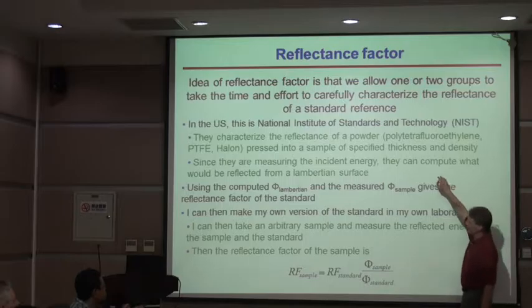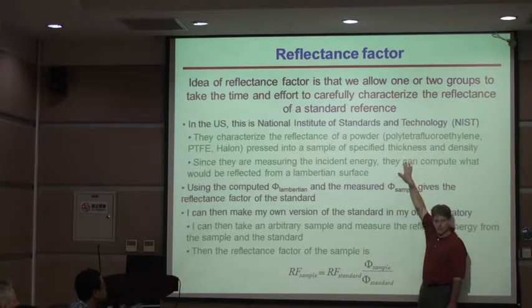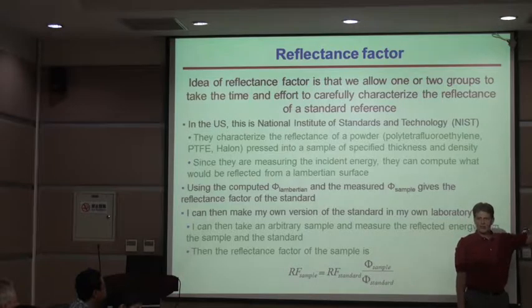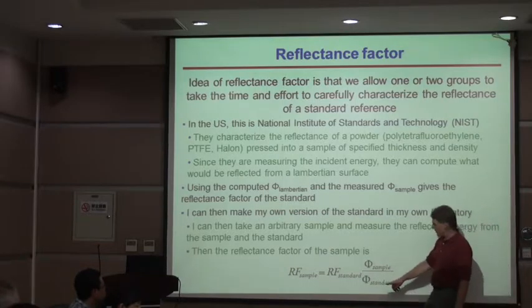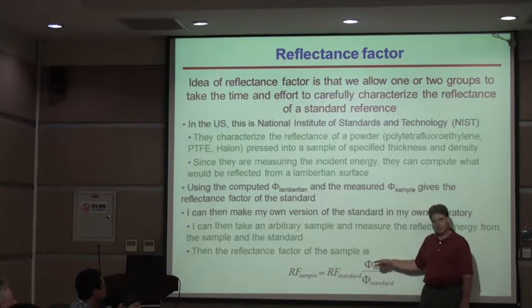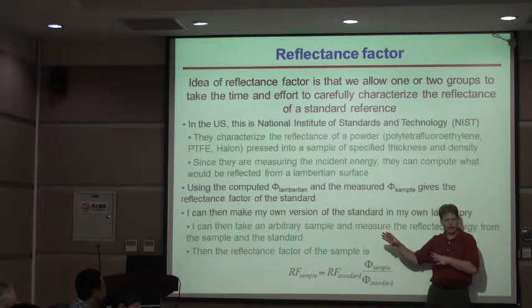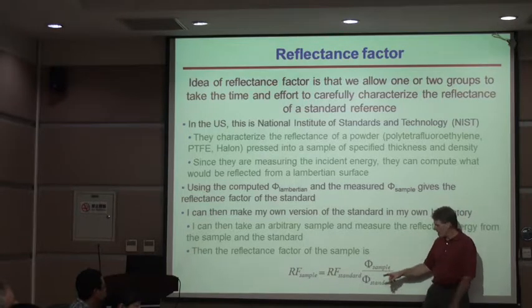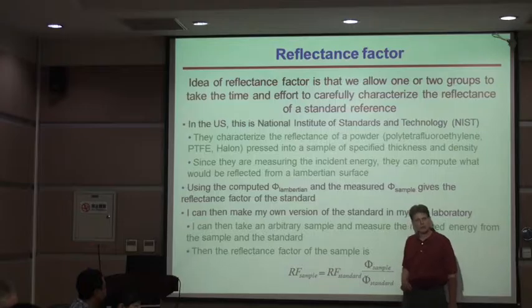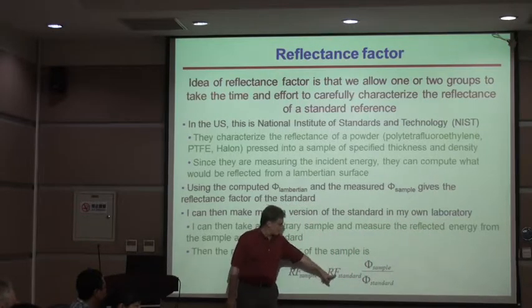It allows me to go into the laboratory and use a material that someone else has created somewhere else. In my case, the National Institute of Standards and Technology in the United States. They created a pressed halon sample. They measured its reflectance factor. I can reproduce that in my laboratory. So now I have a sample that I know the reflectance factor of. And I can bounce energy off of that material. Then I can put up another sample and bounce what I hope is the same energy off that material. And I can compute the reflectance factor of my sample. That allows me to characterize the sample relative to a known standard.